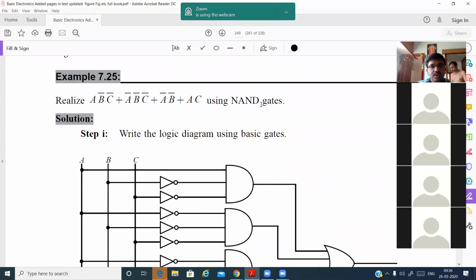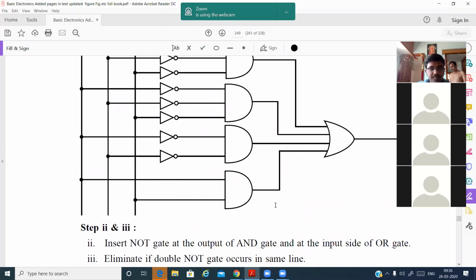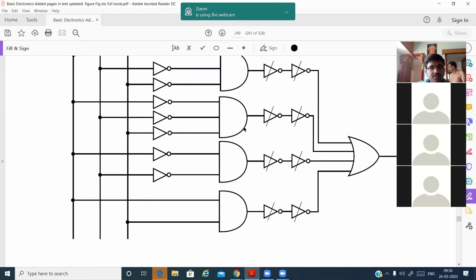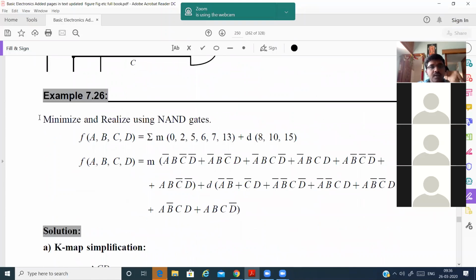Realize using NAND gates. So first, directly go on with the realization. Try this, and if you get any doubt, let me know. Next is one special case you'll be getting if they are asking the toughest questions in the exam.